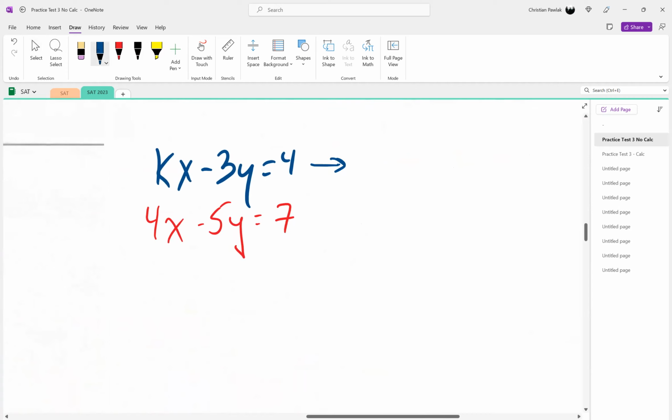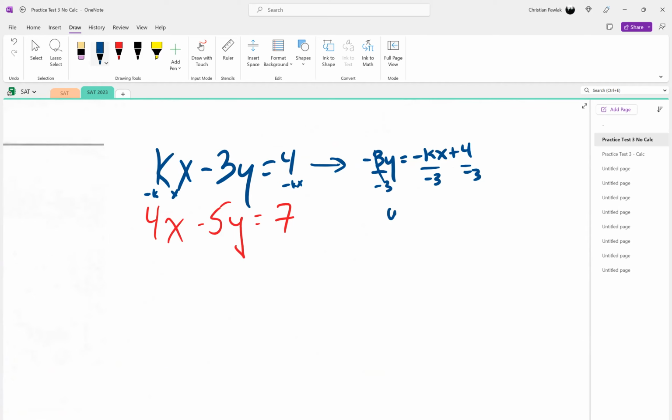So that means I have to subtract kx. Subtract kx from both sides. So negative 3y equals negative kx plus 4. And then I'm going to divide everything by negative 3. That gives me y equals k over 3 x minus 4 over 3. So I know the slope of this one is k over 3.